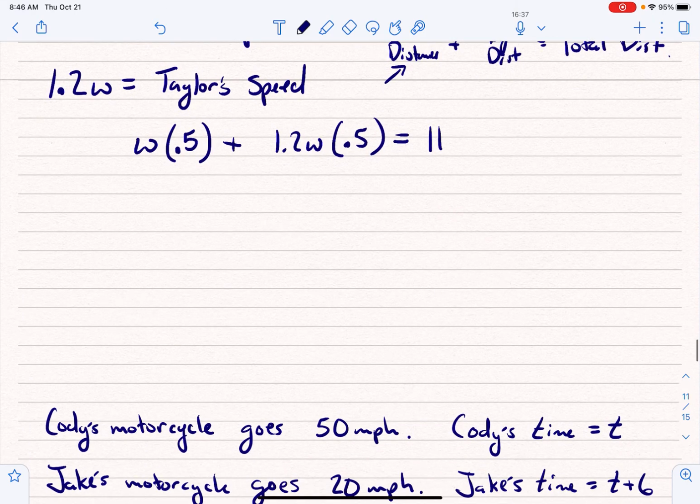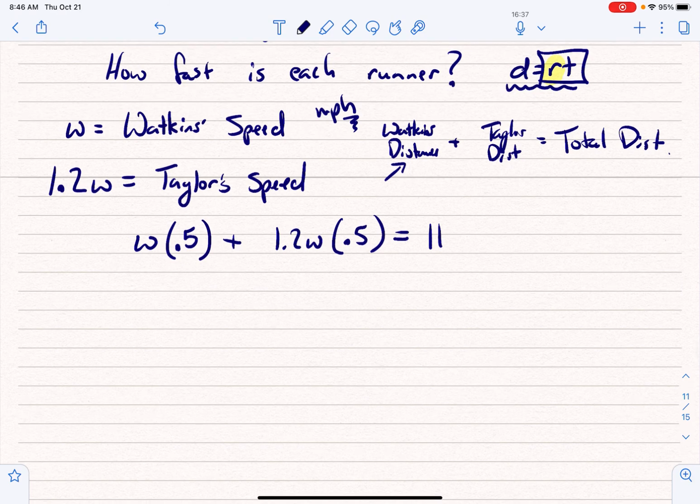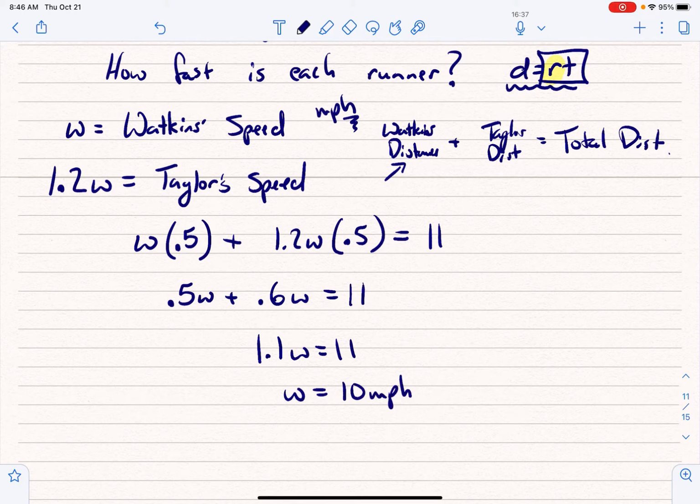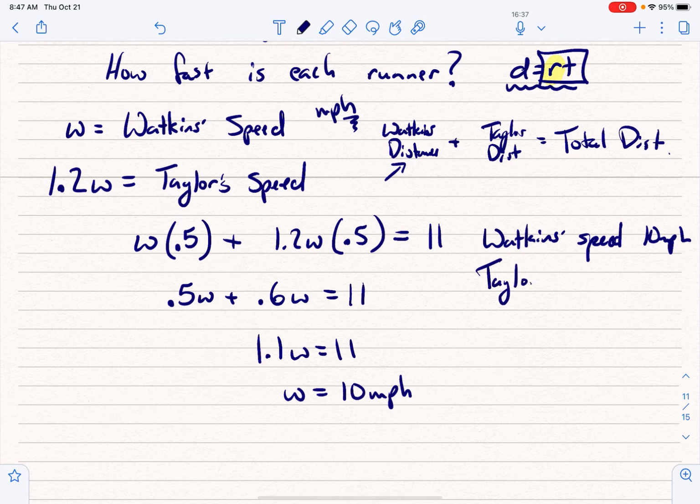And that's the equation. And once you get to there, you go, oh, this is easy. You have 0.5 W plus, let's see, 0.5 times 1.2 is going to be what? 0.6 W is equal to 11, which gives me 1.1 W is equal to 11. Divide both sides by 1.1, and W is equal to 10. 10 miles per hour. That was easy. So Watkins' speed is 10 miles per hour, and Taylor's is 12 miles per hour. If you multiply 10 by that 1.2, you get 12.